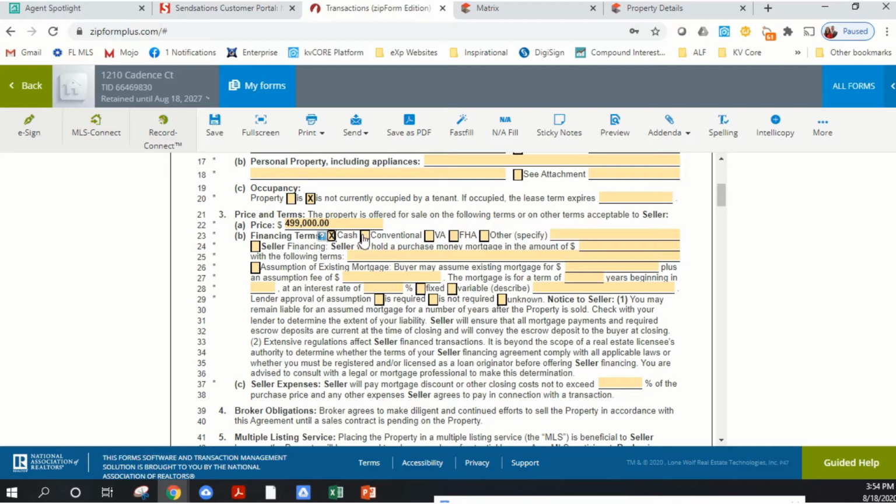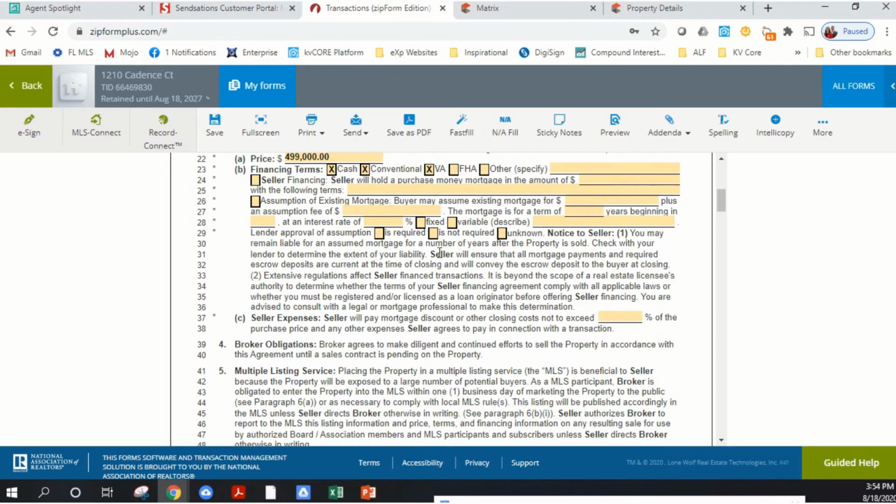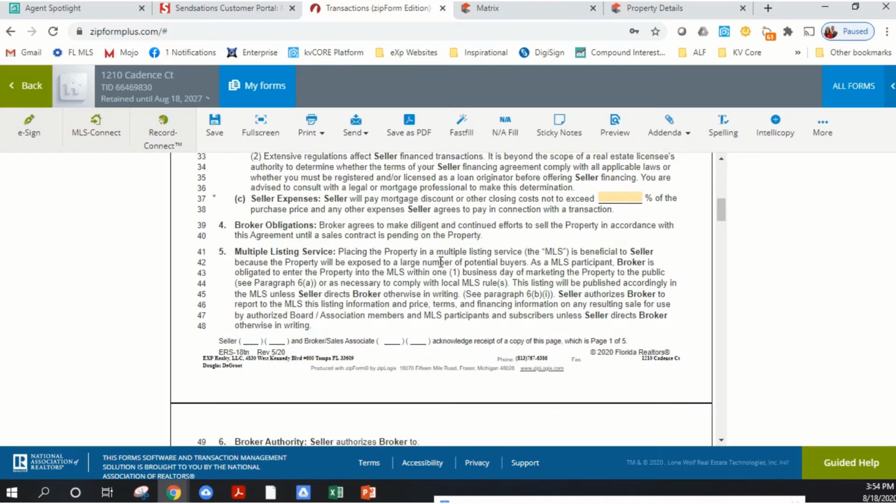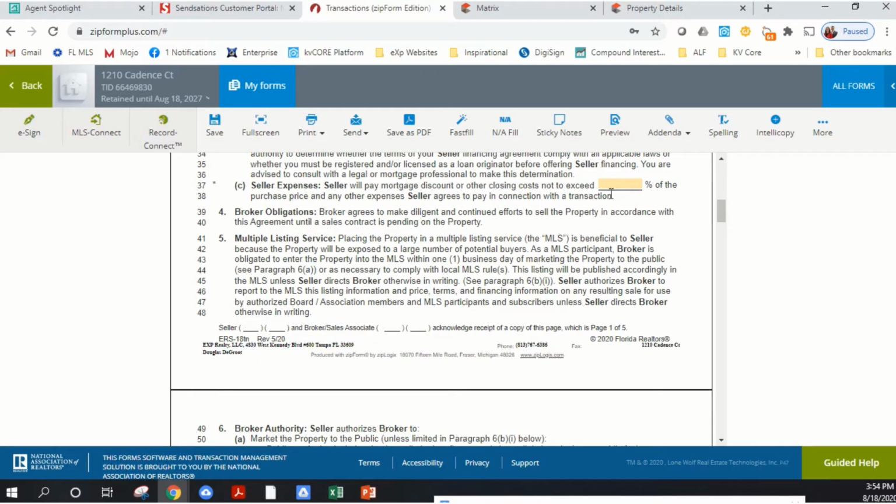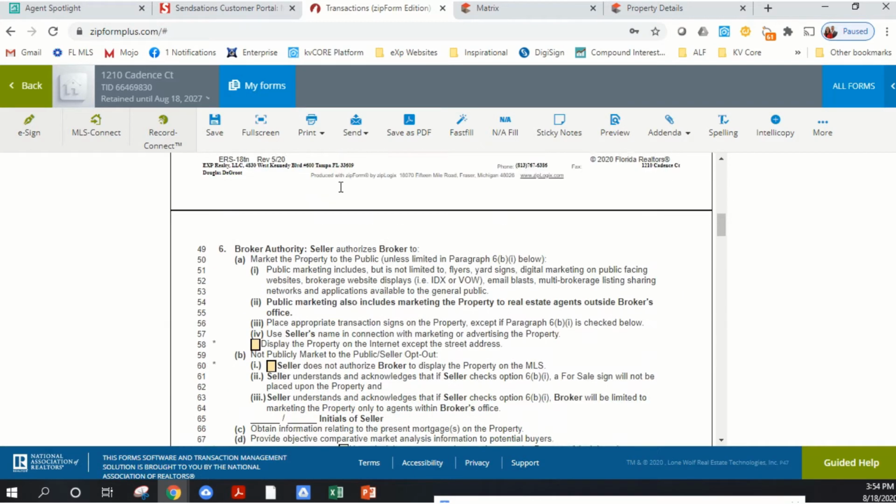And then what type of financing: cash, conventional, and VA. It won't go FHA, it's too expensive. It's not seller financing. We're not using an assumption of an existing mortgage, so we don't have to fill out any of that. We're not going to upfront say that the seller will pay closing costs. If they want to negotiate that in the future, that's fine. All this is good.